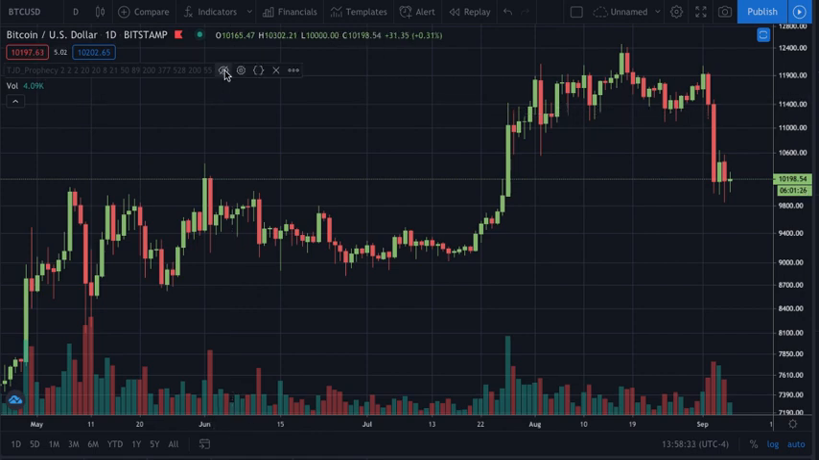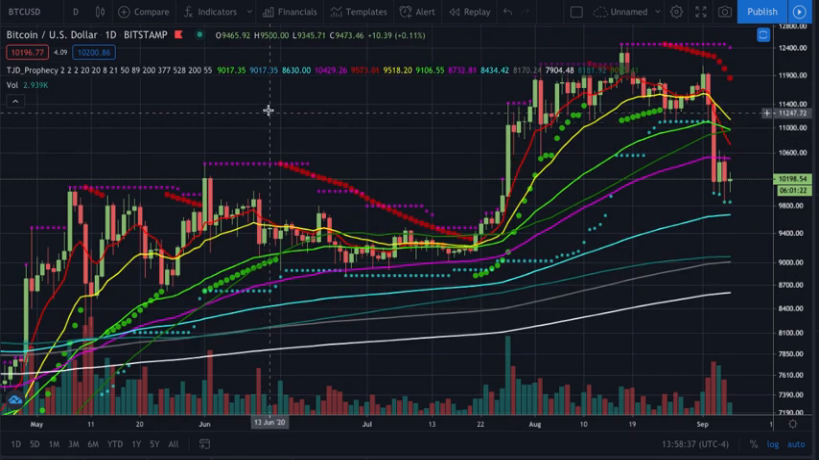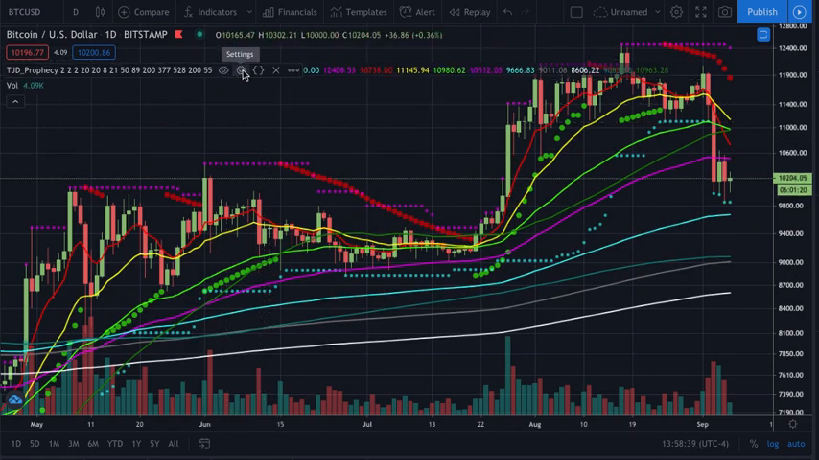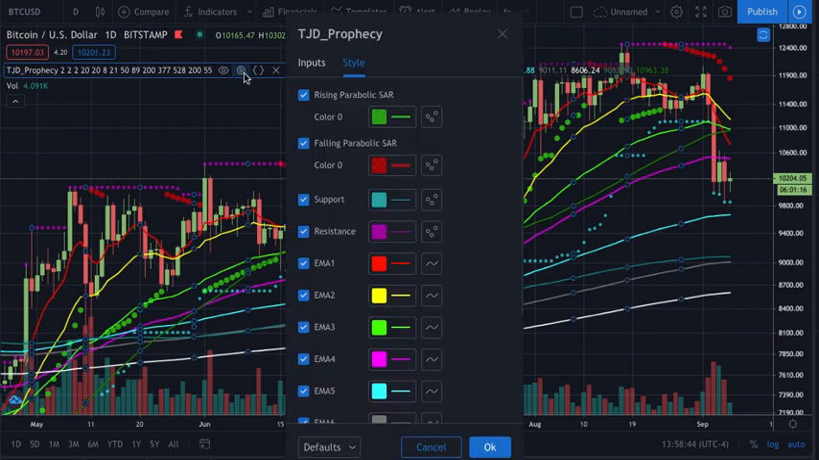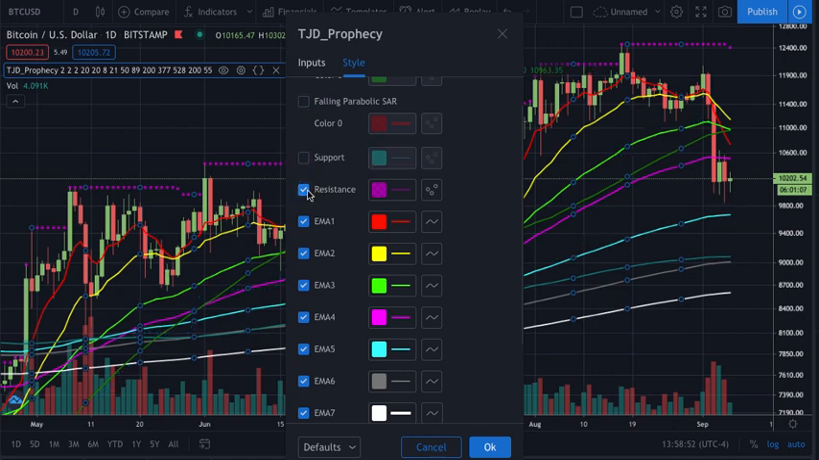So let's flip that back on real quick. And we're going to go ahead and turn off a little bit of the other stuff, just get a little bit of the noise out of the way. So we'll go back to the settings again. And then we're just going to turn off the parabolic SAR. We're going to turn off the binary pivots. And now we just have our basic moving averages here, and we can go from there.